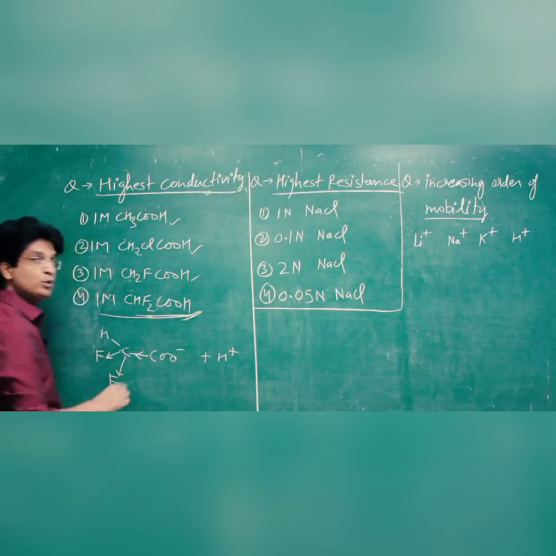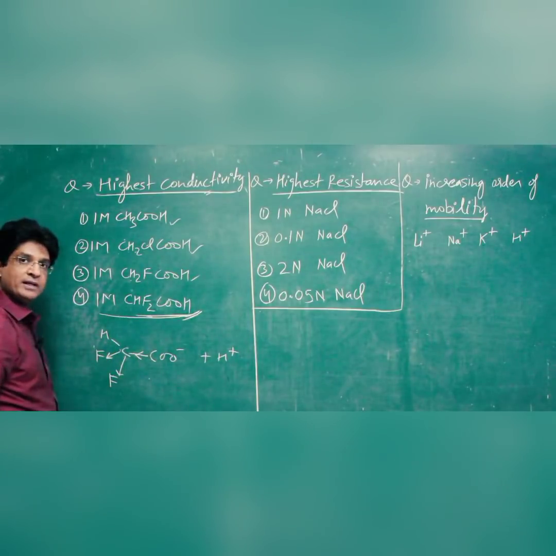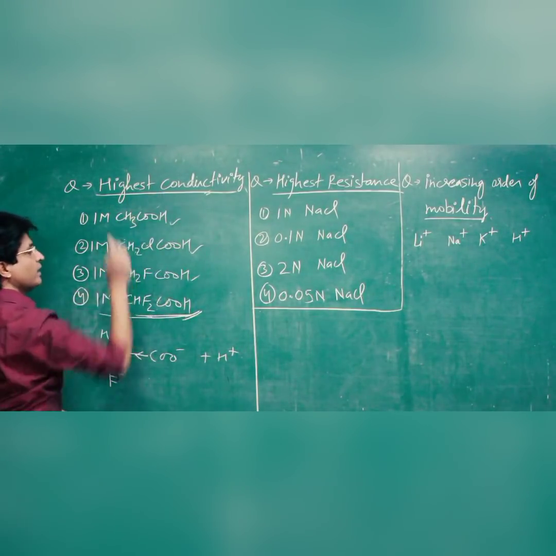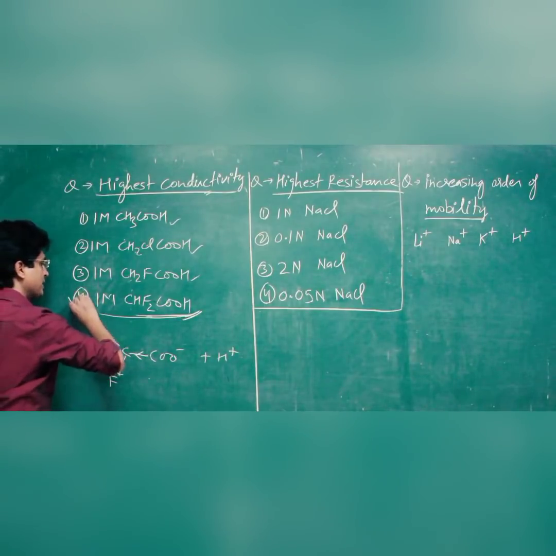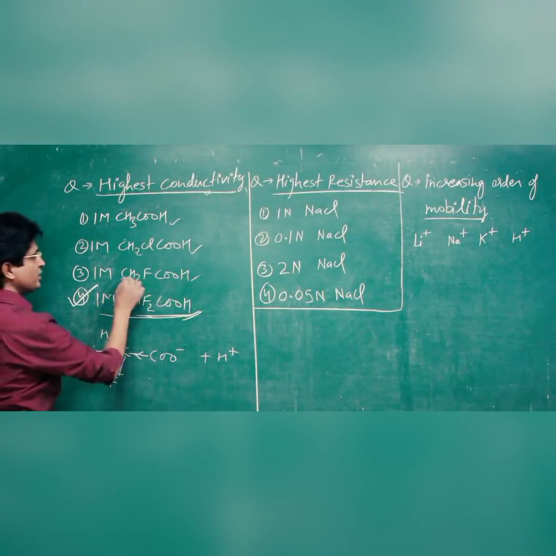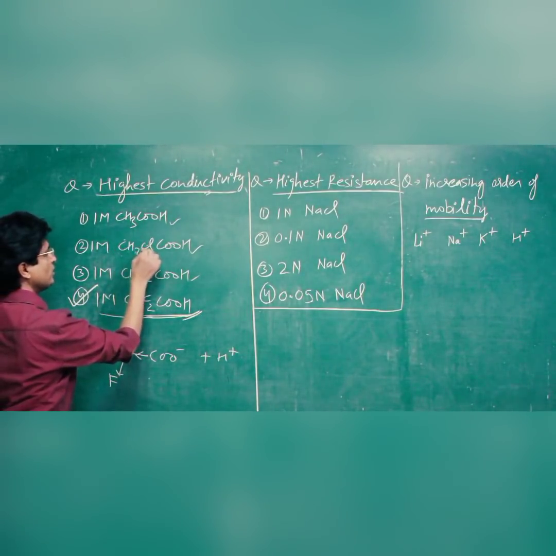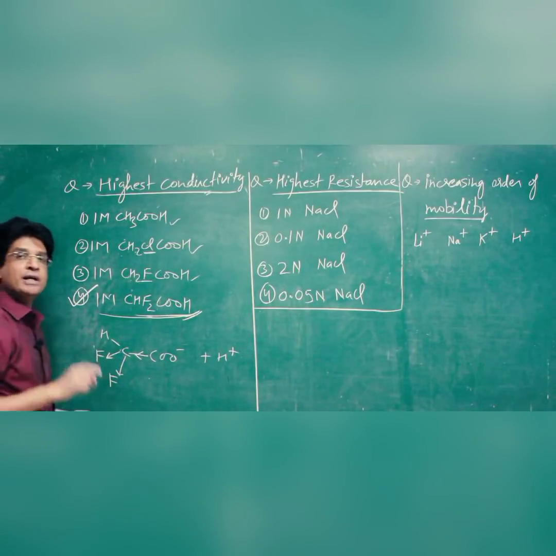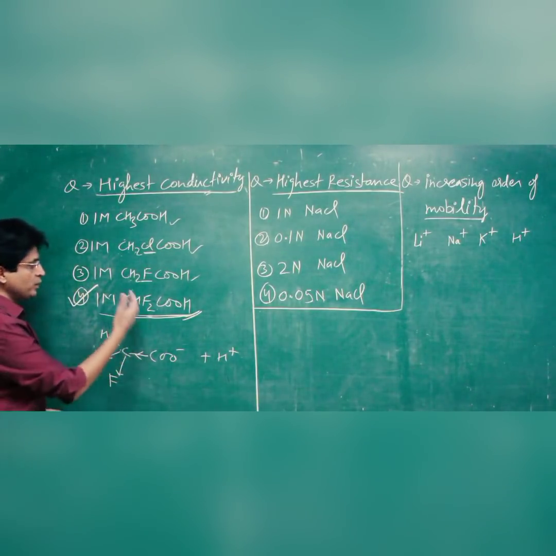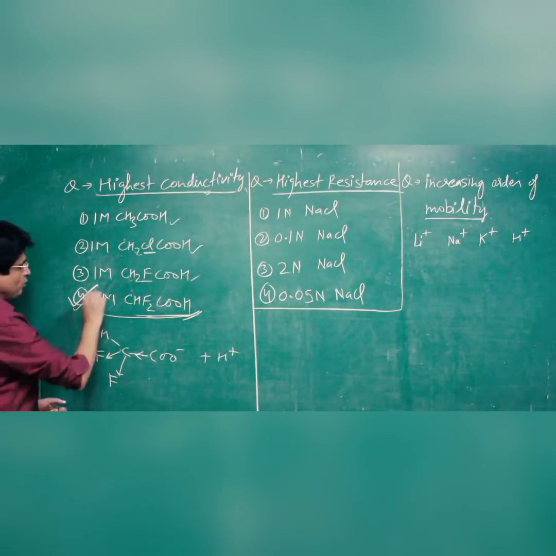CHF2COOH will dissociate to a greater extent, giving more number of ions. So more number of ions means higher conductivity or conductance. So answer will be 4th. In CH2FCOOH, only 1 fluorine is there to disperse the charge, and in CH2ClCOOH, chlorine is not that electronegative as compared to fluorine. So clearly the 4th one is the right answer.